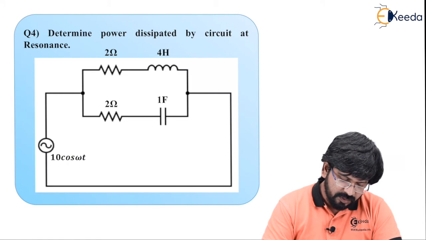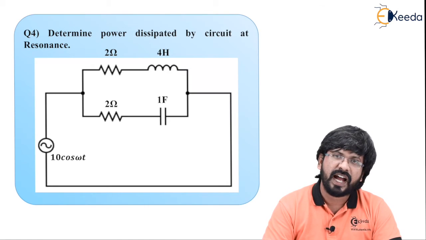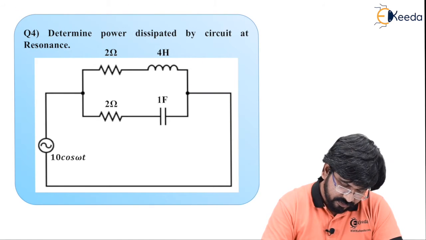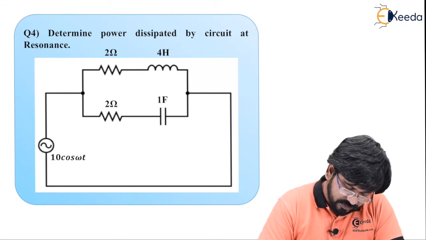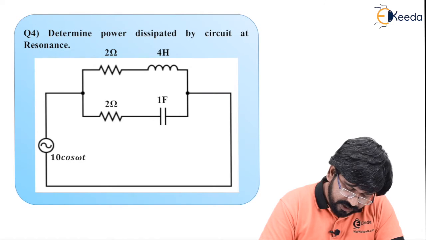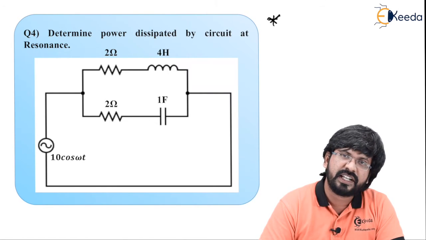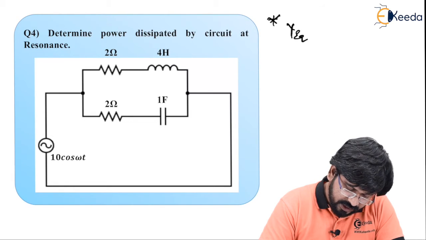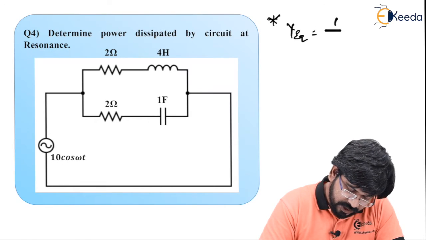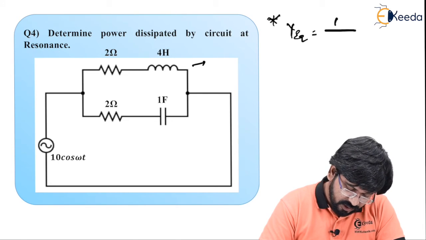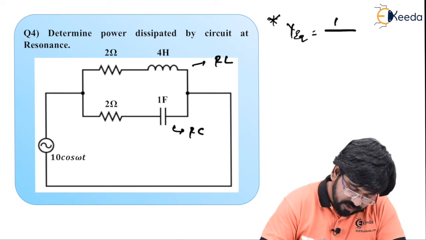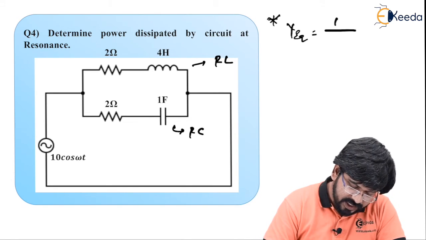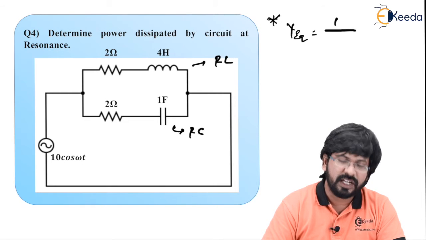Next question says determine power dissipated by the circuit at resonance. So we'll see how to handle this. As you can see, it is a parallel circuit. So in parallel circuit, as I said, it is always advisable to go for finding Y equivalent. In that case, Y equivalent is what? It is 1 upon the first circuit, or the upper branch is RL circuit and the lower branch is RC circuit. I am not going to specify that as R1 or R2 because the value of R are equal.